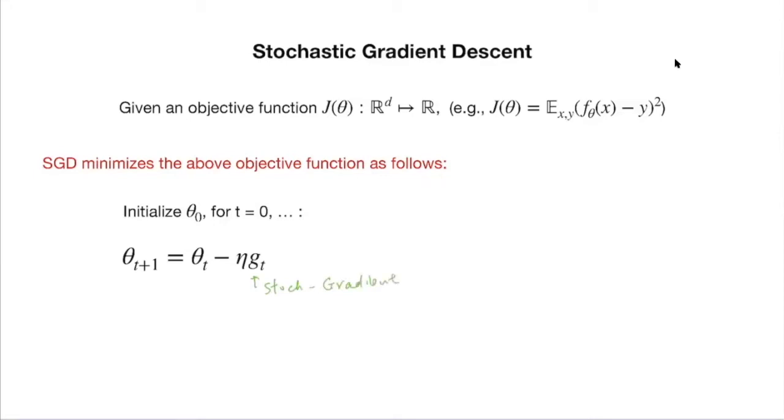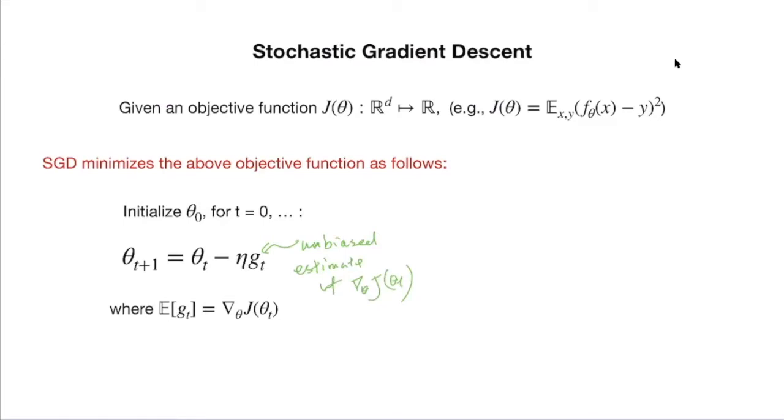So what do I mean by stochastic gradient? It basically says that the expectation of the gradient happens to be the gradient of this objective function at the current solution theta t. In other words, my g_t is an unbiased estimate of the gradient measured at theta t.